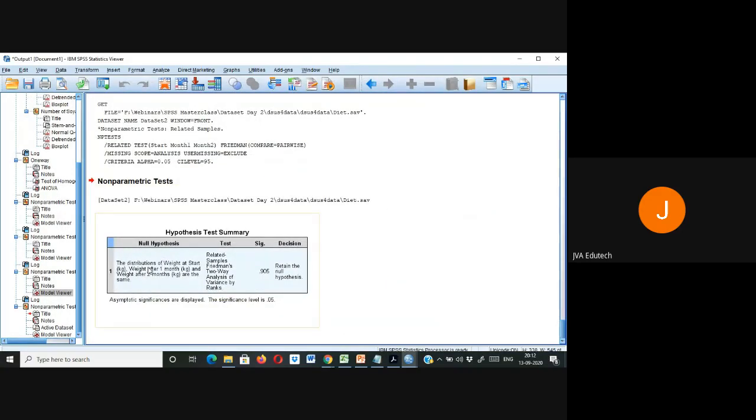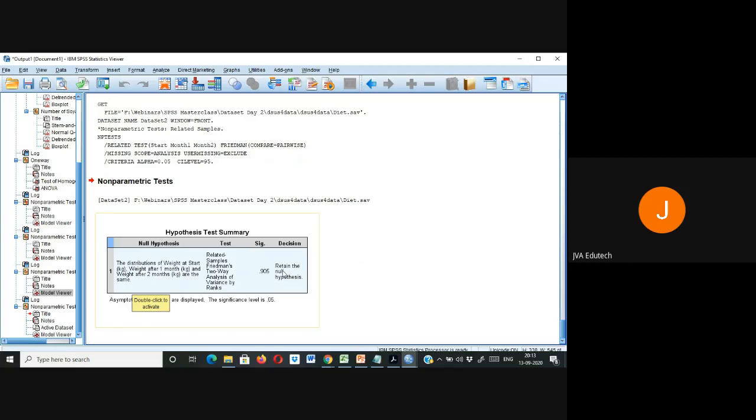So what you are seeing here, the distributions of weight at the start, weight after 1 month, and weight after 2 months are the same. So this says that there is no significant difference of dieting on the weight over a period of when the person started the dieting, when the weight was taken after 1 month of dieting and when the weight was taken after 2 months dieting. And this value 0.905 says that it retained the null hypothesis. Means there exists no significant difference. Means dieting will not have an effect on a 1 month or 2 month period.